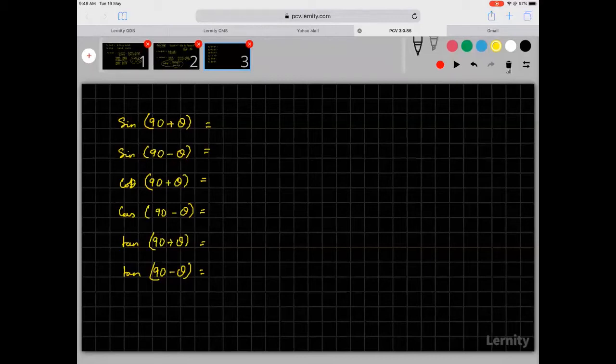So sine of 90 plus theta will become sin 90 into cos theta plus cos 90 into sin theta. How much is sin 90? It equals 1. How much is cos 90? It equals 0. So do you see that this part will vanish? This part will also vanish because it is 1, and ultimately it will become equal to cos theta. So sin of 90 plus theta is equal to cos theta.